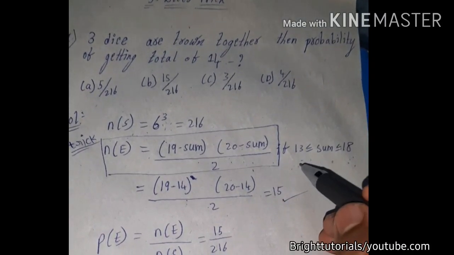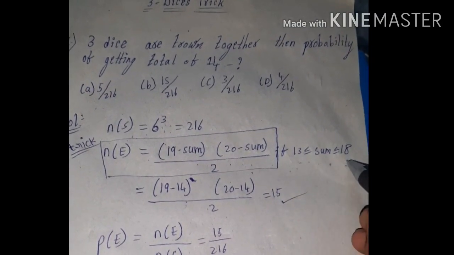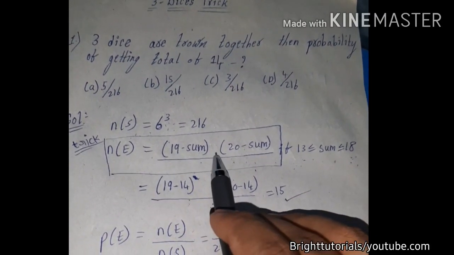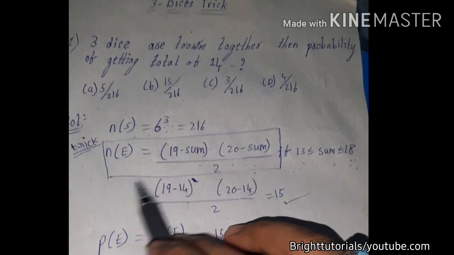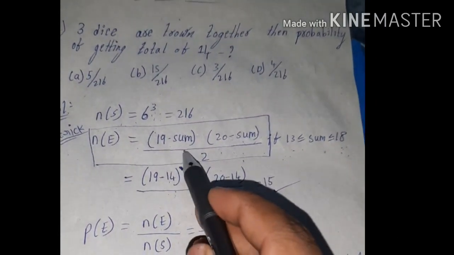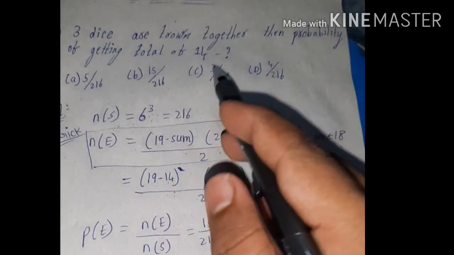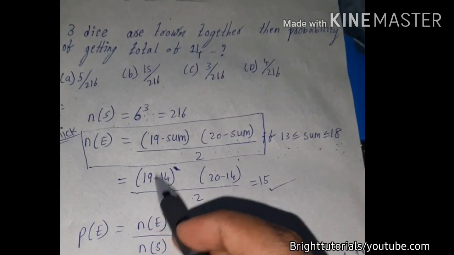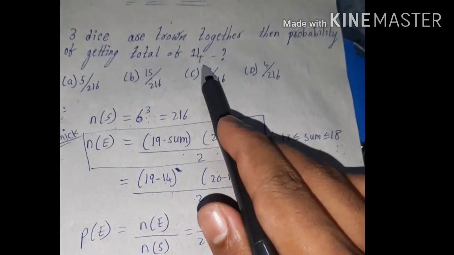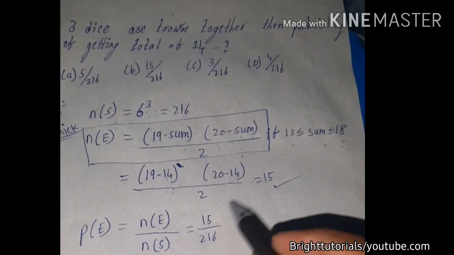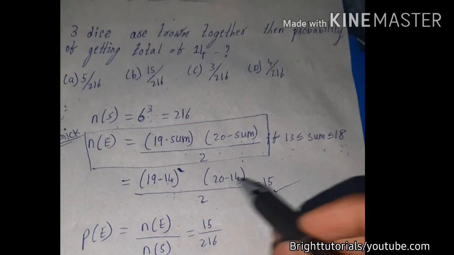Whenever the sum given in the question is from 13 to 18, you should use this formula: n of e equals (19 minus sum) into (20 minus sum) whole divided by 2. You should remember this formula. In place of sum, substitute the value given in the question. Here the sum is given as 14. So (19 minus 14) into (20 minus 14) whole divided by 2. After simplifying this we'll get the answer.